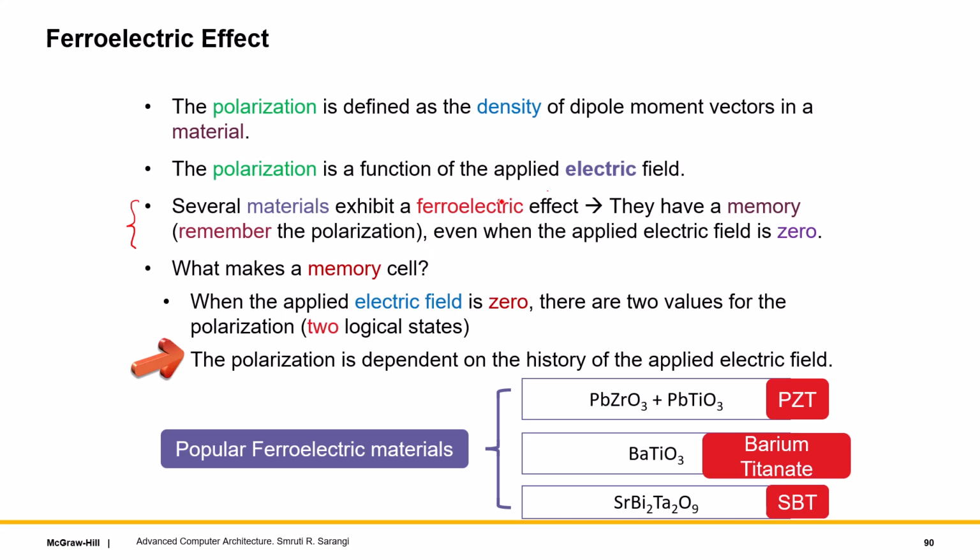They have, or they seem to have, a memory. So what do they remember? Well, they remember the polarization. Ideally speaking, when the applied electric field is zero, when the external electric field is zero, the positive and negative charges should all uniformly distribute themselves. So the sum total of the polarization should be zero, right? Because there is no clear external potential.